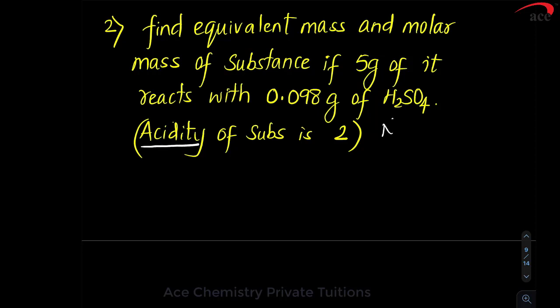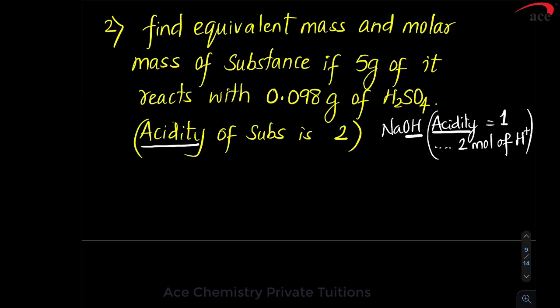Find equivalent mass and molar mass of a substance if 5 gram. By the way, what do you mean by acidity? We say NaOH has acidity of 2. What do you mean by acidity? It has ability to combine with 2 moles of H plus ions. Acidity, sorry, I should write down. Acidity of NaOH is 1 because it has only one replaceable OH. It has ability to combine with 1 mole of H plus ion. Sorry, error from my side.